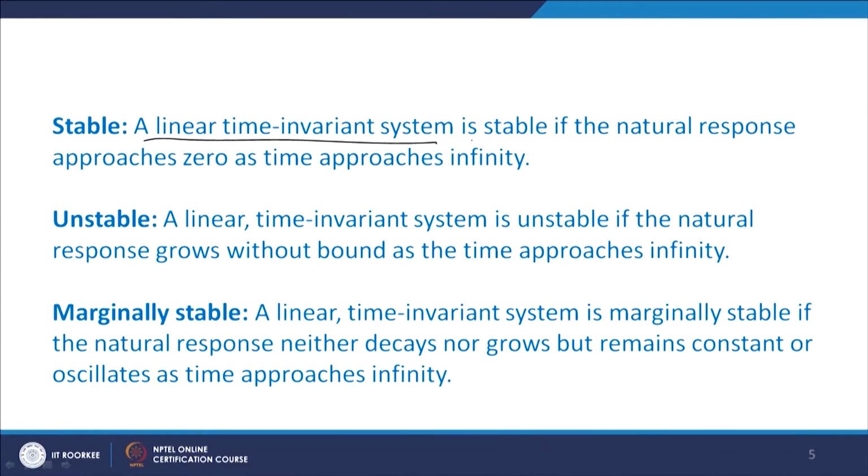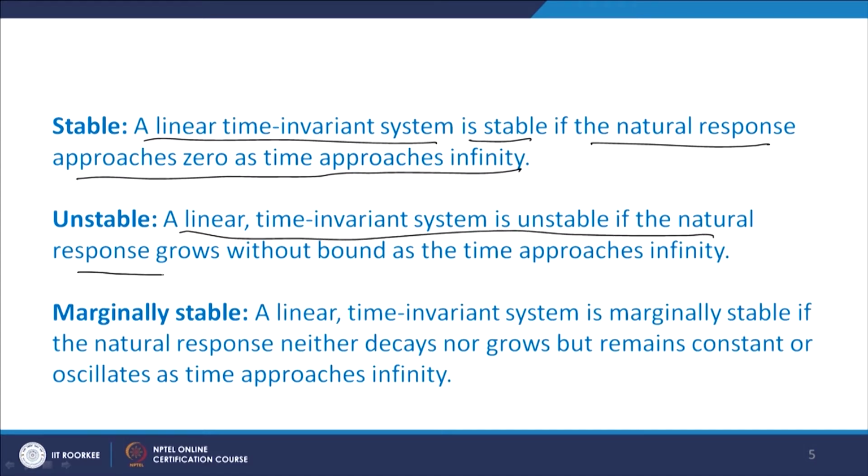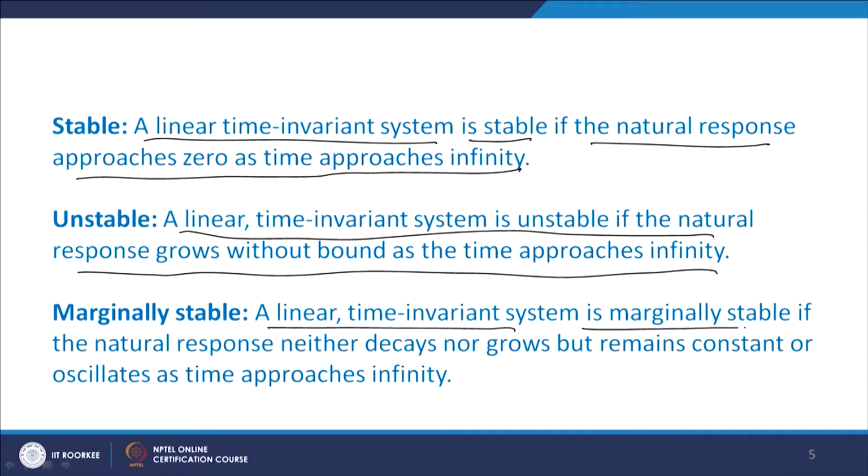A linear time invariant system is stable if the natural response approaches 0 as time approaches infinity. Unstable: a linear time invariant system is unstable if the natural response grows without bound as time approaches infinity. And third, marginally stable: a linear time invariant system is marginally stable if the natural response neither decays nor grows but remains constant or oscillates as time approaches infinity.